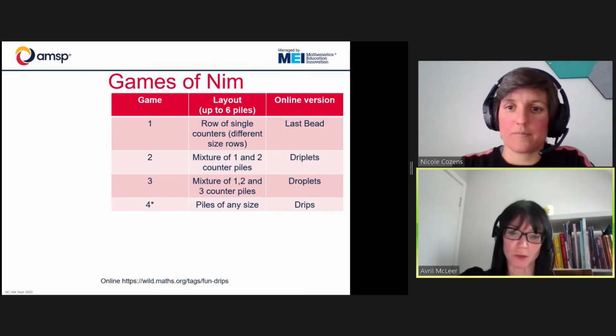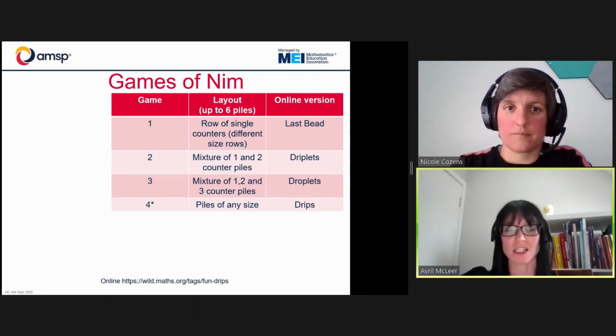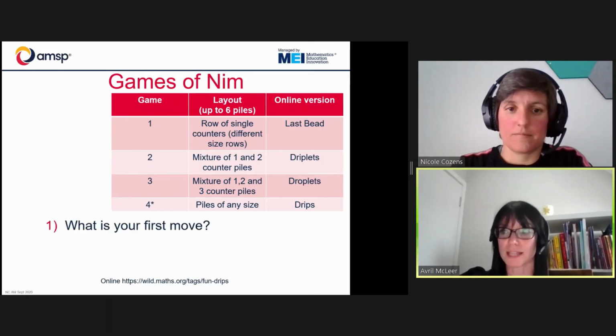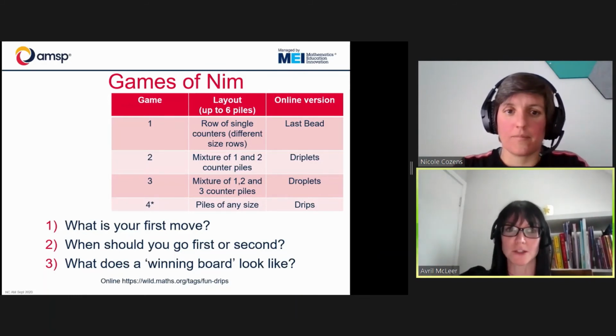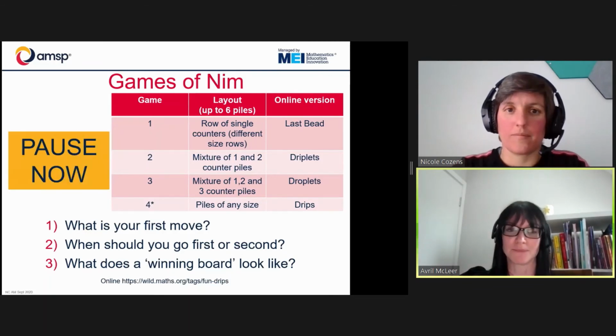It's really important when you're playing this that you change up the starting board like Nicole and I did. So you might have 5 or you might have 6 different piles. Change it up a little bit. You need to think each time if you want to go first or second. And what is your first move? How are you going to start this game? When you're playing this, try and think about what a winning or losing board looks like. That'll help you to develop your strategy. So pause the video now, please, and have a go at this game.